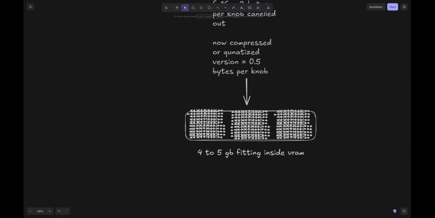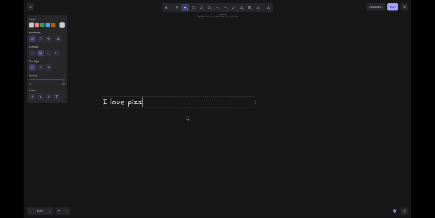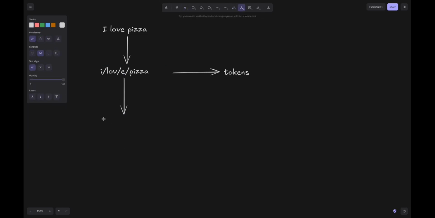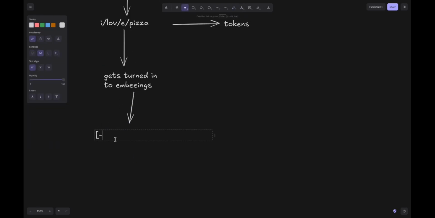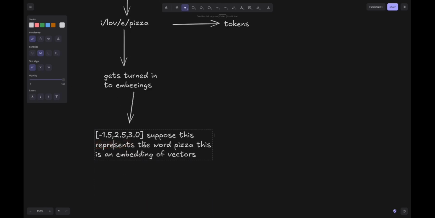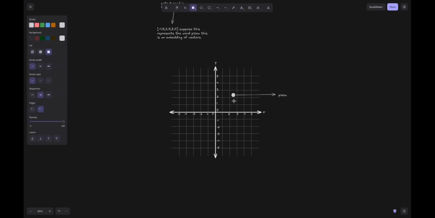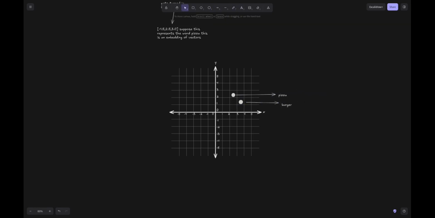So how does actual text turn into something these billions of knobs can work with? First, your sentence gets broken into small chunks called tokens, not always whole words. Each of these token pieces then gets converted into its own list of numbers, called an embedding. Here's the intuitive part. These numbers aren't random. They're positioned so that similar meaning tokens end up numerically close together. Pizza and burger land near each other in this number space. Pizza and car land far apart. The model isn't storing dictionary definitions. It's storing position in a giant map of meaning.